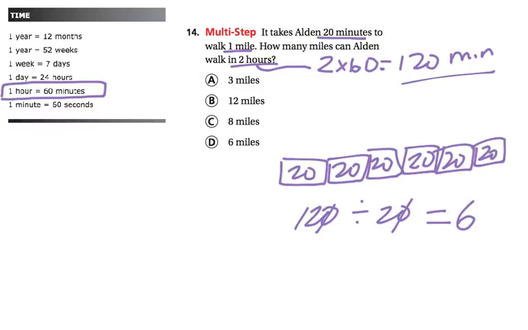Now, I drew the box models just so that I can visualize it too, because I know sometimes it can be a little difficult. But 20 minutes goes by and he walks 1 mile. Then 40 minutes, he's walked 2 miles. 1 hour, he's walked 3 miles. 1 hour and 20 minutes, he's walked 4 miles. 1 hour and 40 minutes, he's walked 5 miles. And then after 2 hours, or 120 minutes, he has walked a total of 6 miles.